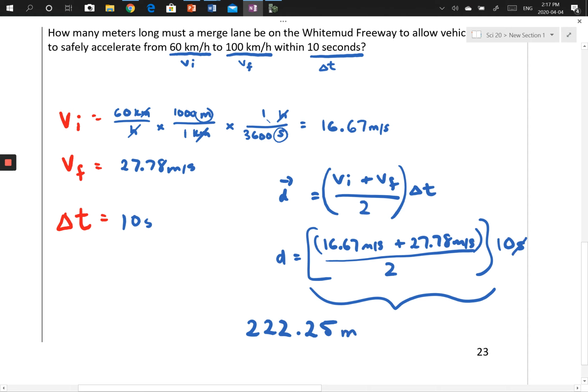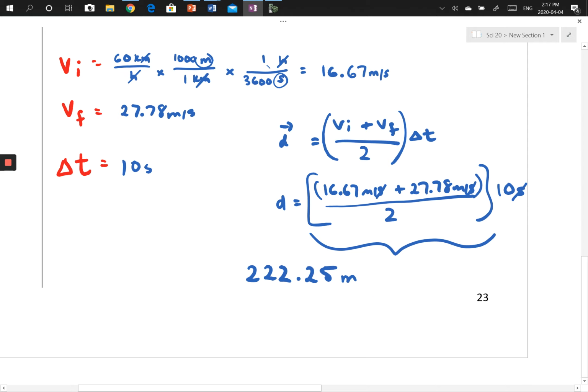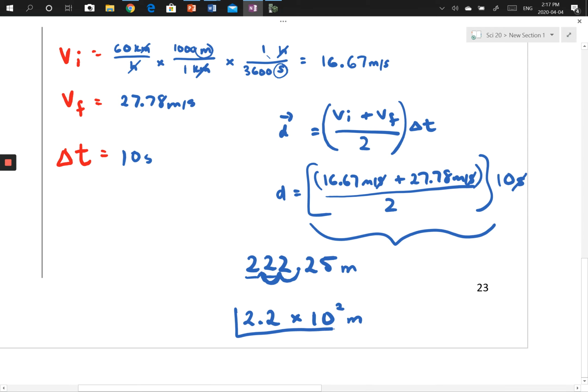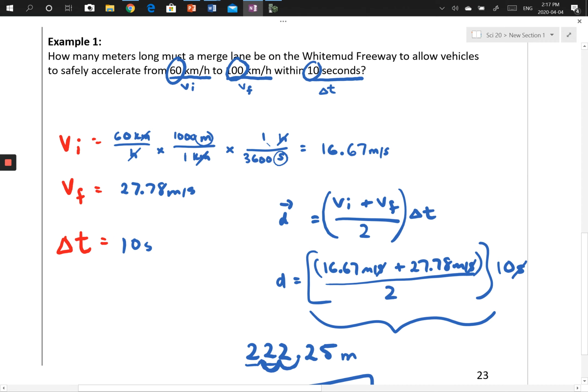This seconds right here will cancel out with these seconds right here, so my answer is going to be in meters. And then I have to worry about my sig digs as well. Looking at my question, I only want 2 sig digs, so I need to put this in scientific notation. I'm going to take my first 2 sig digs, a 2 and a 2, and move this decimal 2 places to the left. So I'm going to get 2.2 times 10. Since I moved it to the left, and this is a big number greater than 1, it's going to be a positive exponent. 2.2 times 10 to the 2 meters. So that's how long the on-ramp, merge lane, has to be.